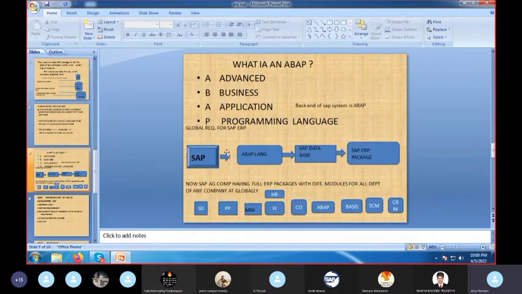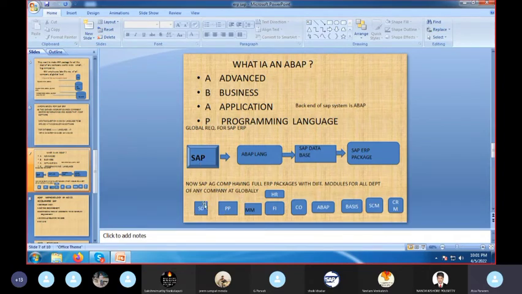So this is a technical language which is used in SAP. They have introduced the ABAP language, and in this database and SAP ERP packages are ready. Here they have created different modules. Now, the SAP AG company, as I told you, they started this AG company, and in this AG company only they have done all this, having full ERP packages with different modules for all departments of any company globally. So they have different modules.